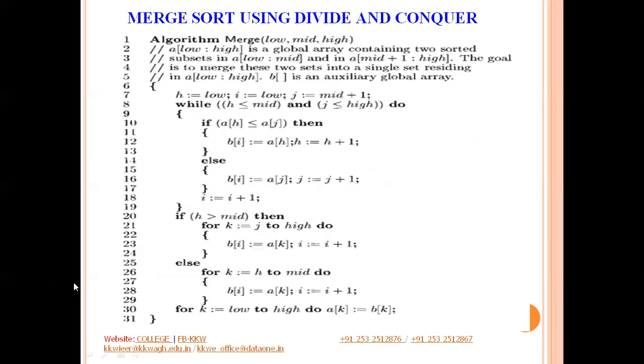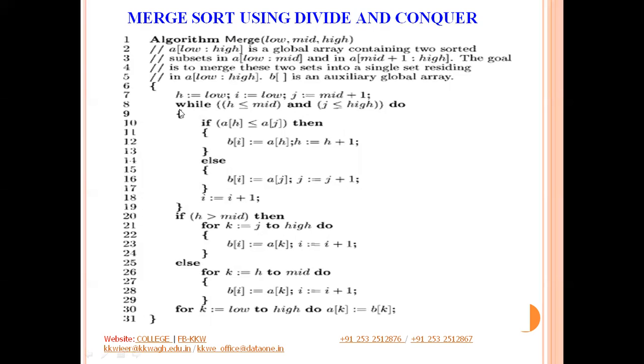So this is an algorithm for merging. Okay, as you can see, there are three parameters: low, mid, and high. Okay, so first we will initialize some of the pointers that we will require through our algorithm. First is H and I, we are initializing to low, and J, we are initializing to mid plus 1. That is, J is pointing to the first element of the second half. H and I are pointing to the first element of the first half.